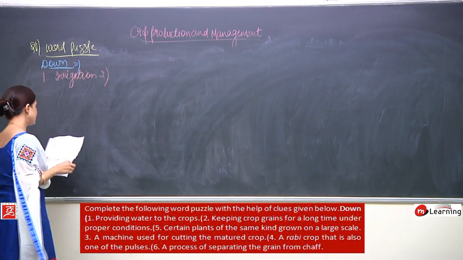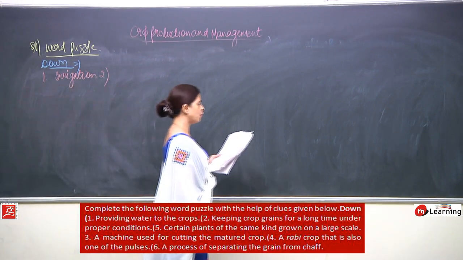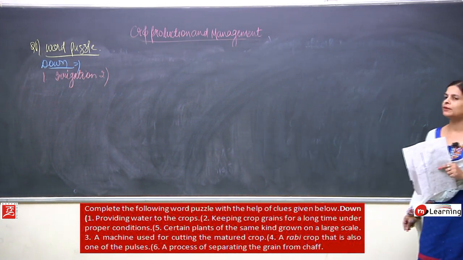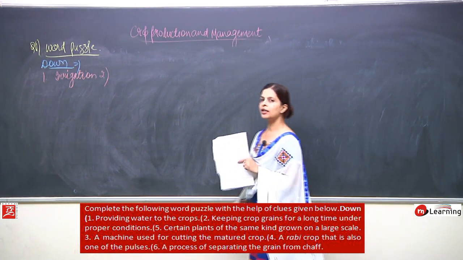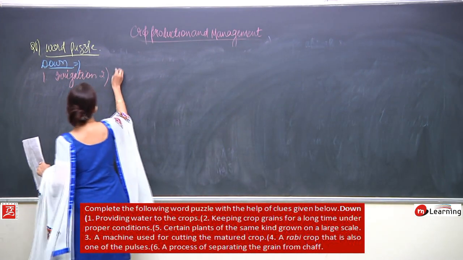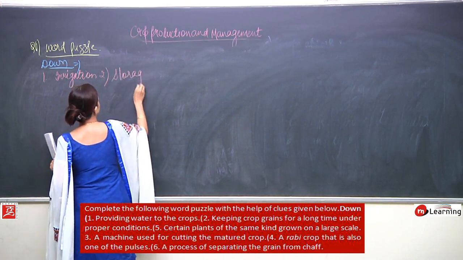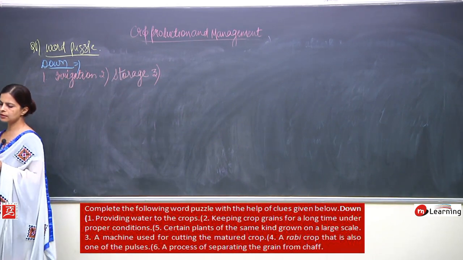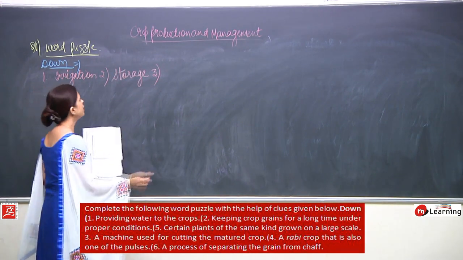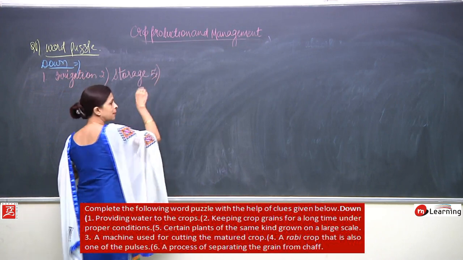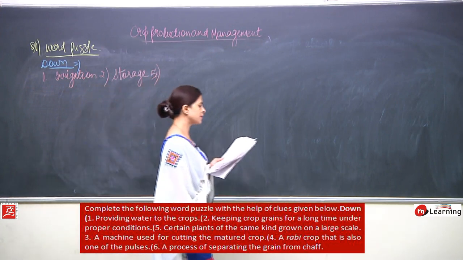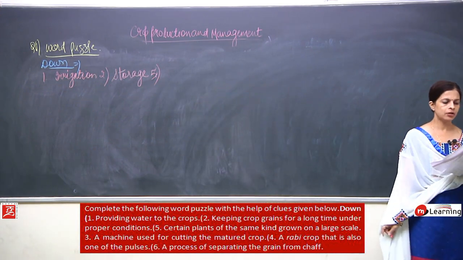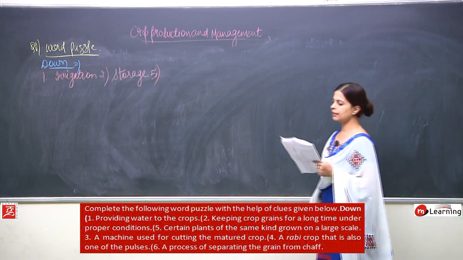Now the second one is keeping crop grains for a long time under proper conditions. To keep the crop grains for a longer time in proper condition is what? Storage. Come to the third one. They have written 5th over here now. It's 5th because 3rd may be down. Certain plants of the same kind grown on a large scale. Certain plants of the same kind grown on a large scale is a crop.